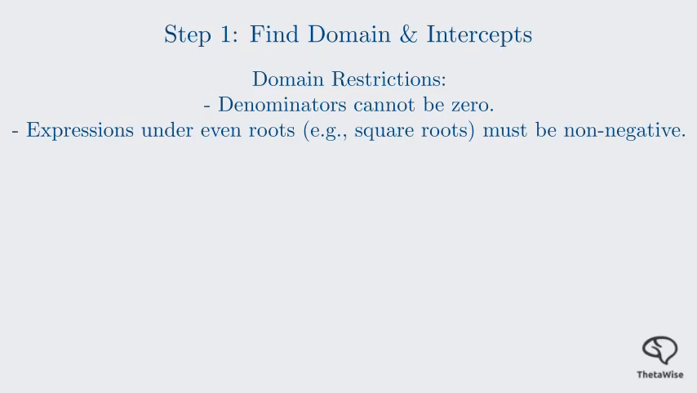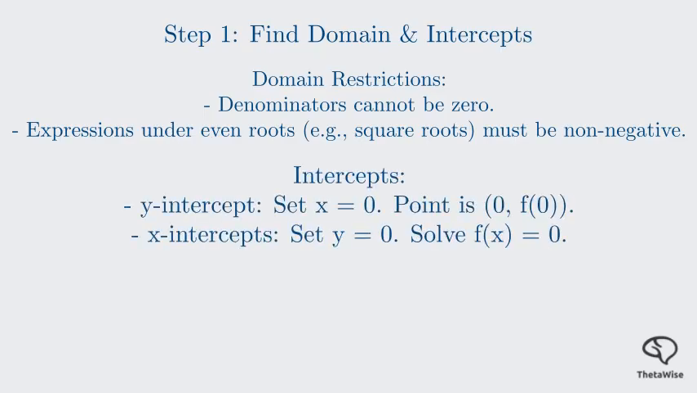Next, we find the intercepts. These are the points where the graph crosses the x-axis or the y-axis. To find the y-intercept, you set x equal to 0 and solve for y. This gives you the point (0, f(0)). To find the x-intercepts, you set y equal to 0 and solve for x. This means you're finding the roots of the equation f(x) = 0. Let's see this in action with our first example.